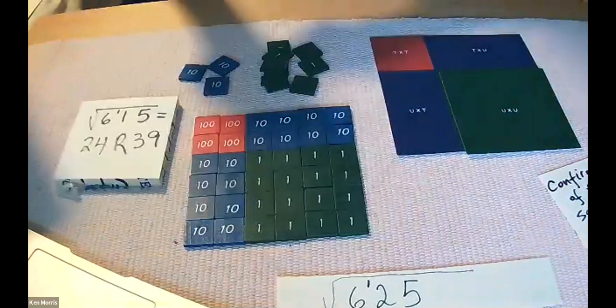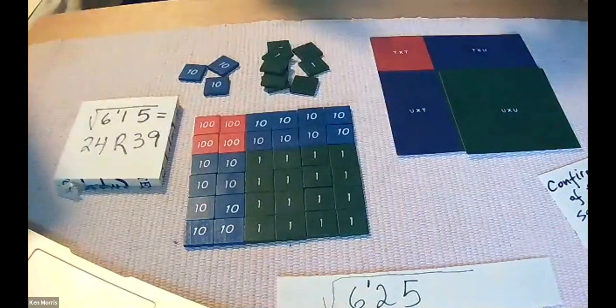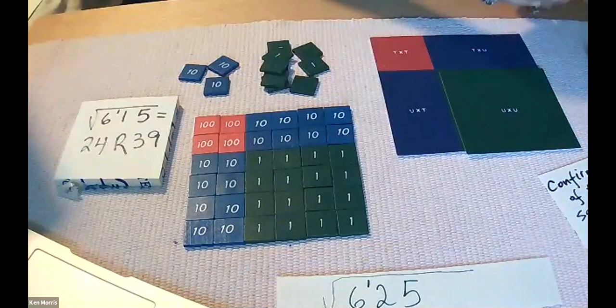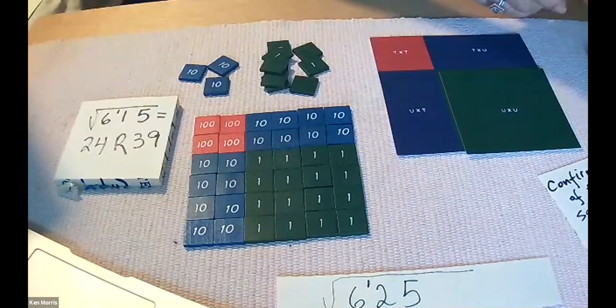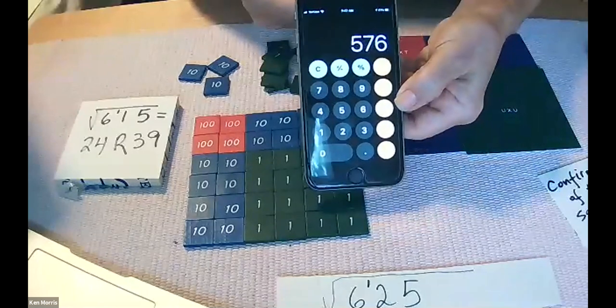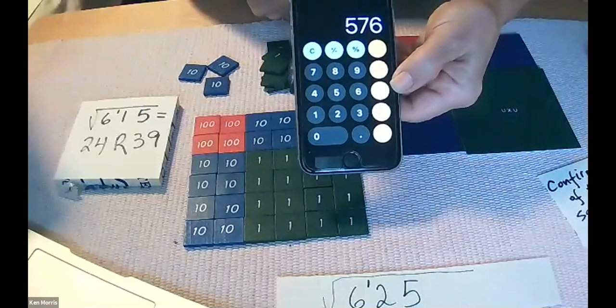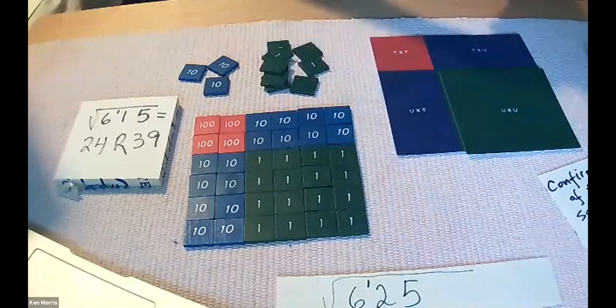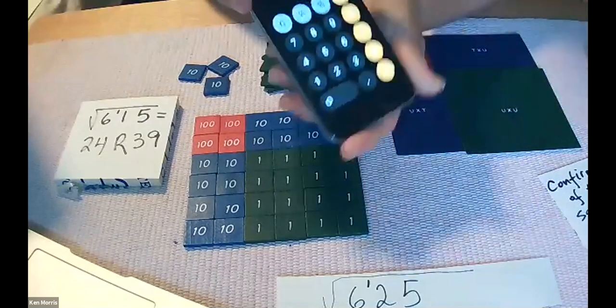And let's just, for yucks, look at 24 and square 24 and see what we get. So I'm going to pull out my calculator. 24 squared is 576. And hopefully if I add 39 to that, I get 615.